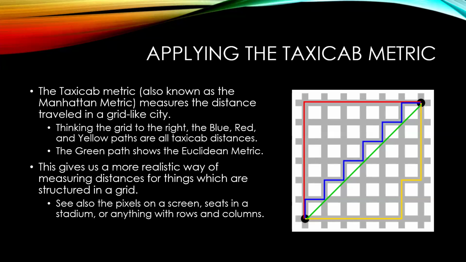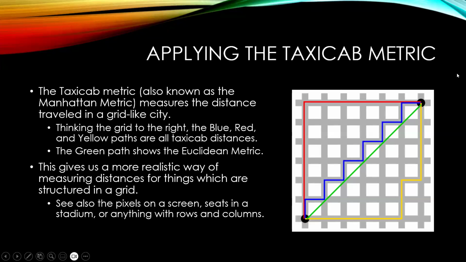And so the taxicab metric, also known as the Manhattan metric, measures the distance traveled in a grid-like city. Thinking of the grid to the right, the blue, red, and yellow paths are all taxicab distances. If we measure how many blocks we need to travel to get to our destination, that's the taxicab metric. The green one would be the Euclidean metric. And that's the difference between the Euclidean metric and the taxicab metric.